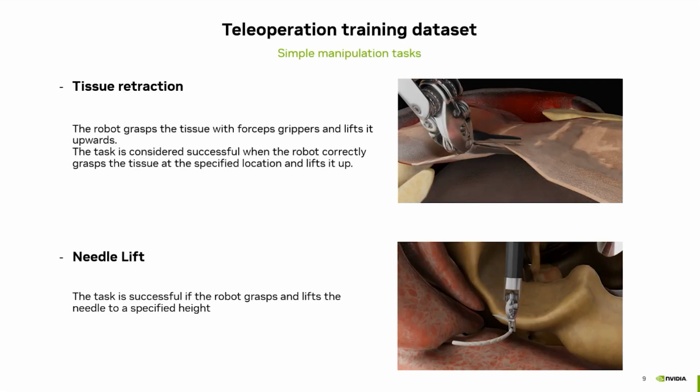These are the tasks that we mostly focus on. The first ones are two simple tasks, which are tissue retraction and needle lift. For tissue retraction, we basically make the robot use the gripper to grasp and lift the tissue. Success here is when the robot correctly grasps the tissue at a specified location, right, and lifts it. That's basically the goal of this. And the needle lift is very, very simple. The name says it. It's straightforward, but it's critical, right? It basically makes the gripper go to the position where the needle is and lift it to a specified height. So that's the second simple task.